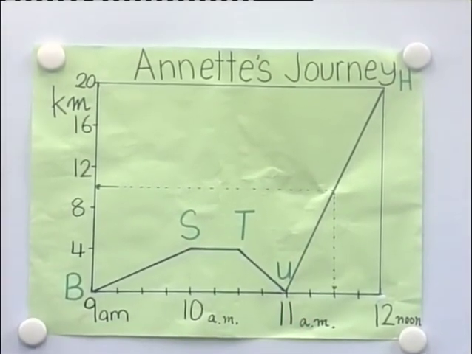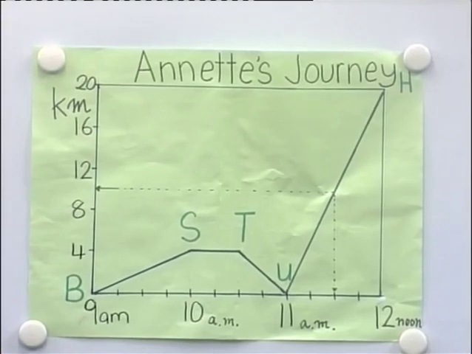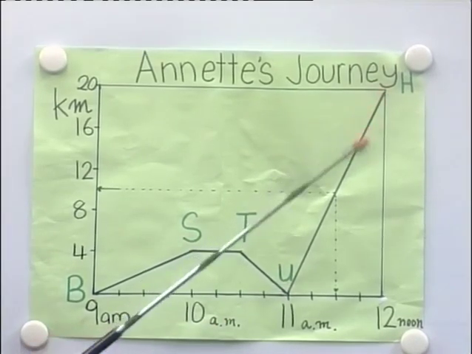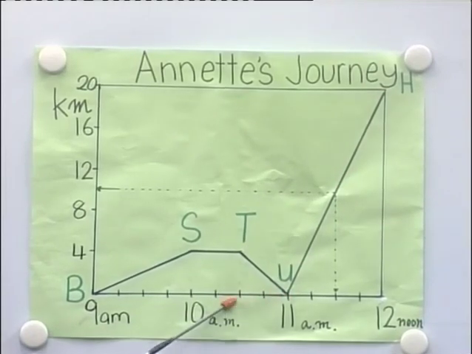Number three, find the speed from U to H. Okay, what's our answer? 20 kilometers per hour. Okay, 20 kilometers per hour.